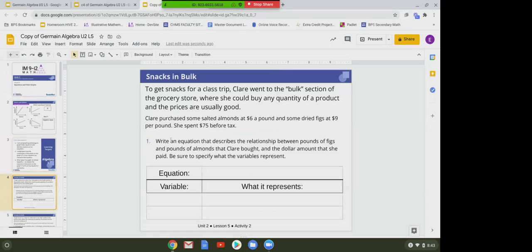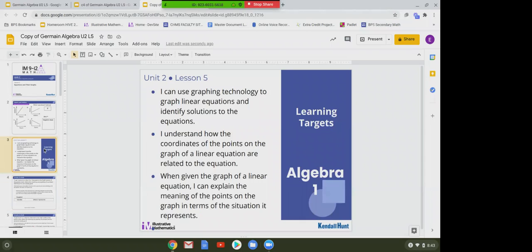Okay, then let's look at the last one, sorry. When given a graph of a linear equation, I can explain the meaning of the points on the graph in terms of the situation it represents.